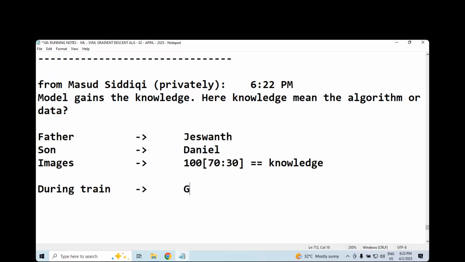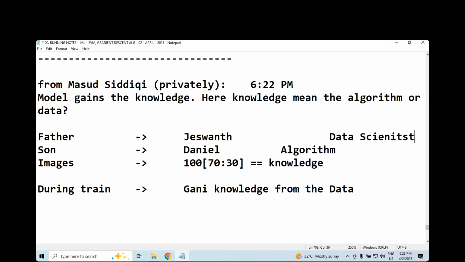Now, during training, gain knowledge from the data. Here, Daniel is nothing but an algorithm. If you compare like this, it is very easy, sir. Who is Jeshwant? Data scientist. Jeshwant is so-called a data scientist. Such a best example I have given.